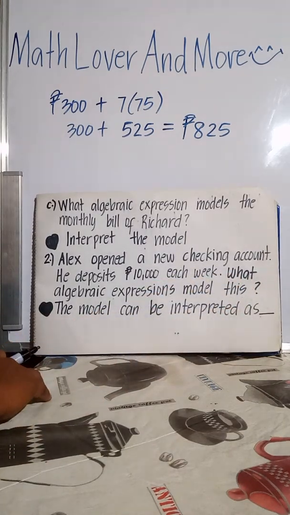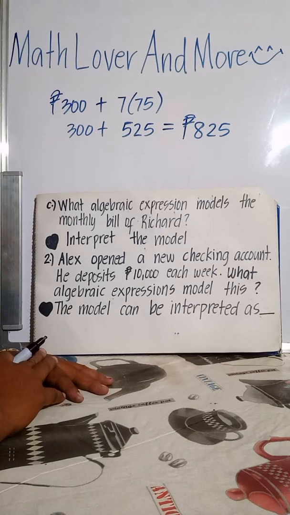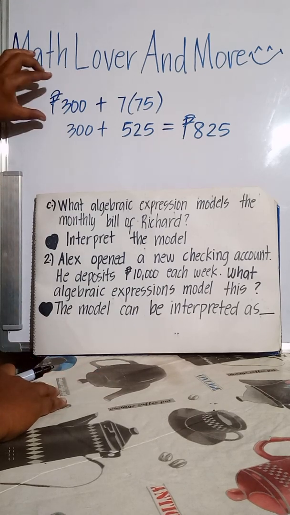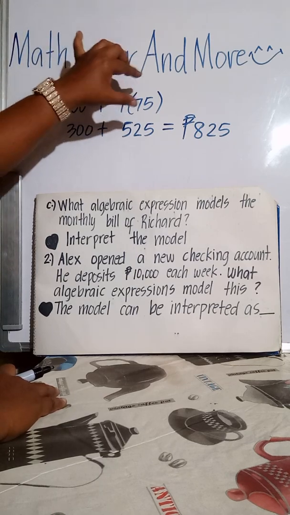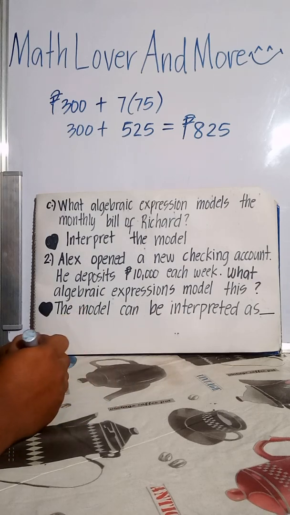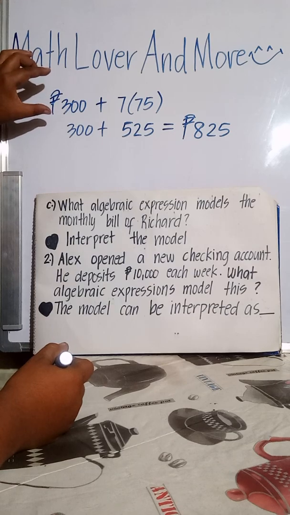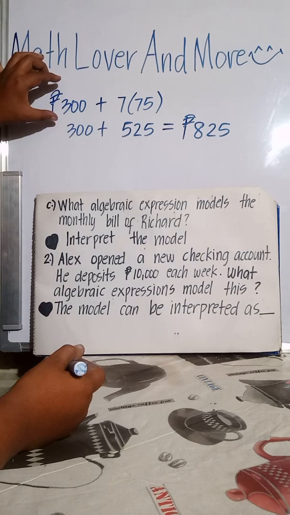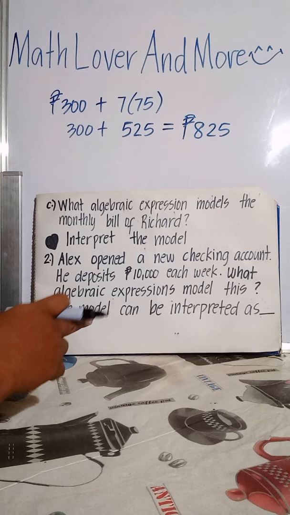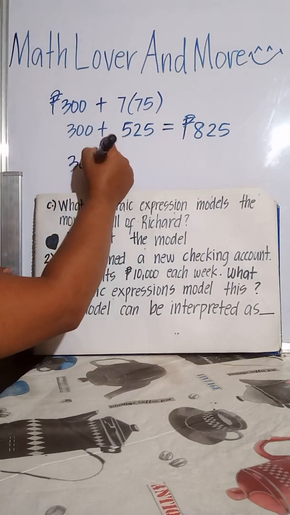Letter C. What algebraic expression models the monthly bill of Richard? Okay, we have here 300 pesos and 7 pesos per minute. And so you can see that in letter A and letter B, the 300 pesos is fixed. That is a monthly payment, and so it does not change. This 300 pesos is what we call the constant. And so the constant will remain, so you will have to copy the 300 pesos.